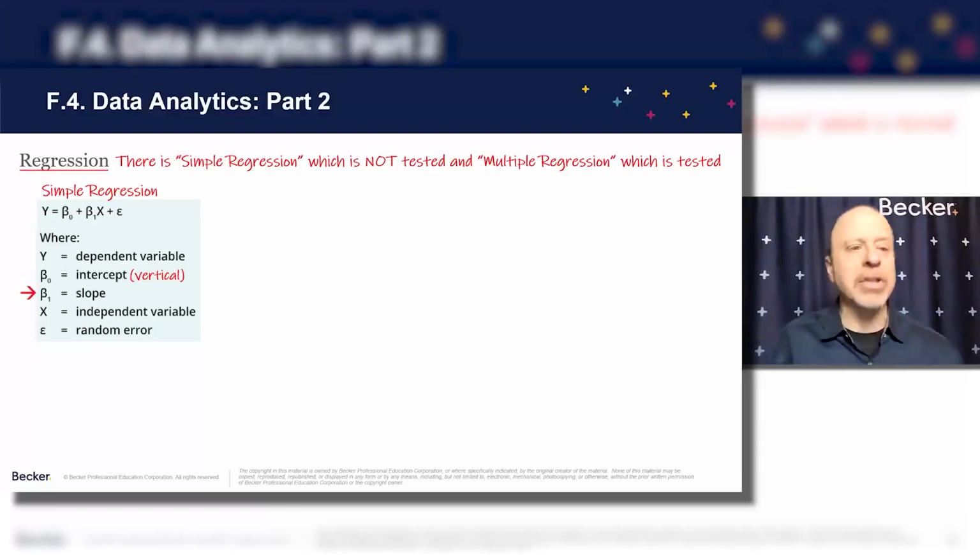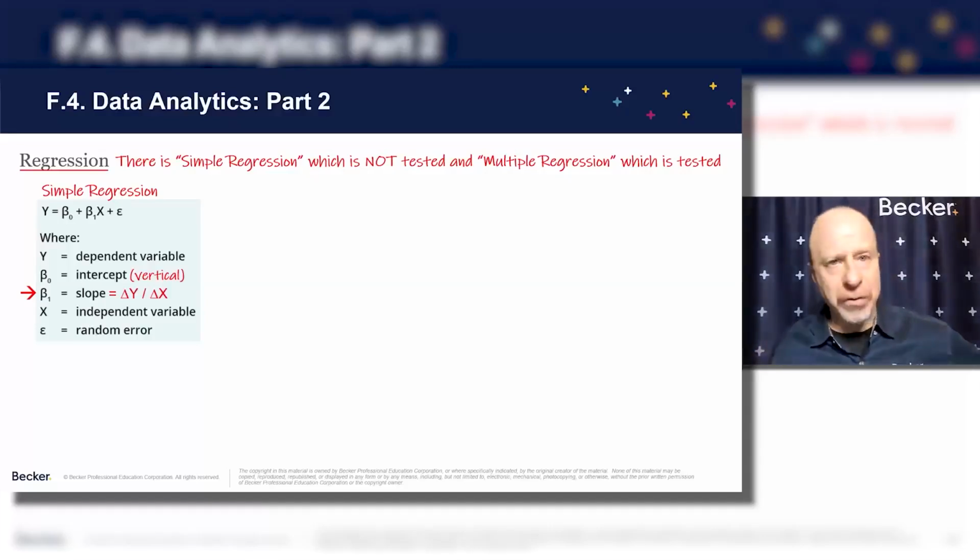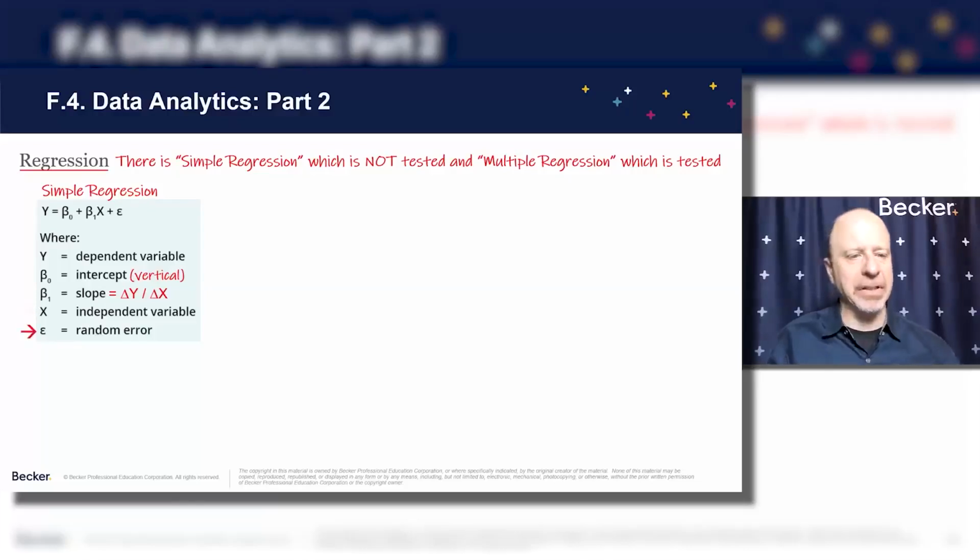Beta 1 is your slope. I liked it when they used to do m and b because they were different variables. Now they're doing beta 0, beta 1. They sound so close. I get them mixed up sometimes, right? So beta 0 is your intercept. Beta 1 is your slope. And remember what your slope is? It's your delta y over your delta x. We sometimes say the change in y over the change in x or the rise over the run. That is your slope. And then x is your independent variable. And finally, you have this little sigma, this little random error.